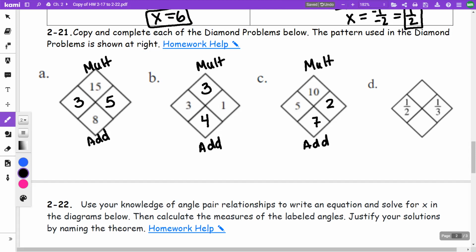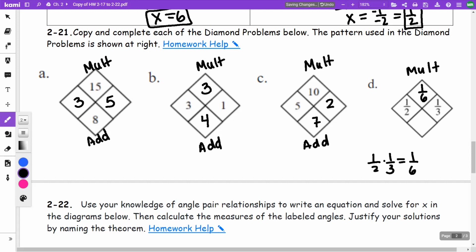The next one's dealing with fractions. So I'm going to multiply my fractions. When I multiply fractions together, let me just jot it down here. 1/2 times 1/3, I multiply top with top, bottom with bottom, and I'm going to get a 1/6.